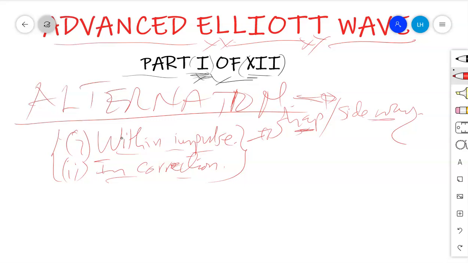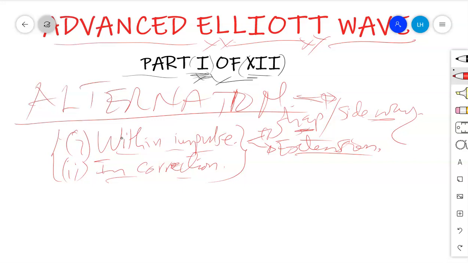Now we have those two types of things, whereby an impulse can form what we call the sharp movement, and also what we call the sideways movement. But also within an impulse, we have alternation in terms of extension. When we're talking about extension, it means the structure of the market has been extended in terms of time. It means the movement of the market has covered a very long distance. That is what we call extension.